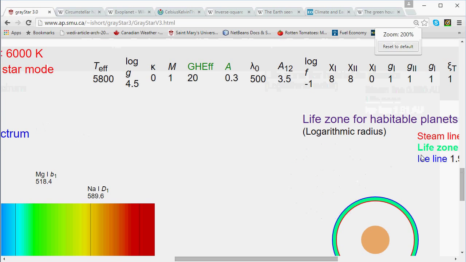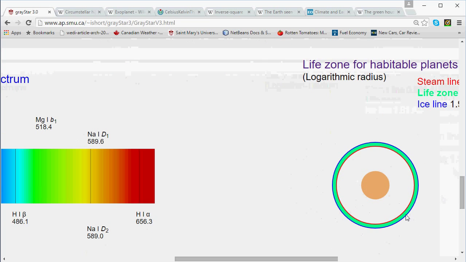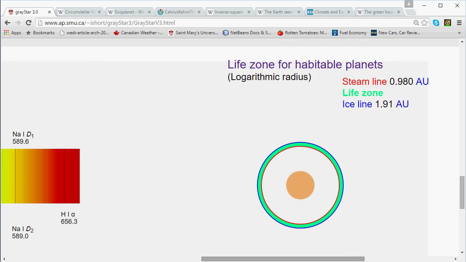So let me just zoom in here on this Gray Star 3 output so we can see things a little bit more clearly. So the first of those two target temperatures that we're going to think about is the boiling point of water. So if we calculate the distance that a planet should have from its central star for its surface temperature to be equal to the boiling point of water, 373 Kelvin, then that distance is known as the steam line, and the steam line is depicted in red in this diagram. And that line defines the inner edge of the circumstellar habitable zone.